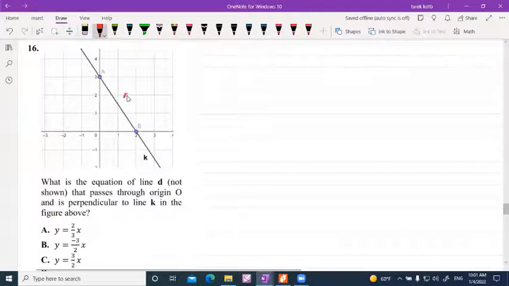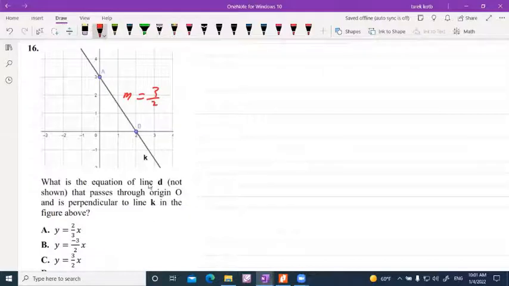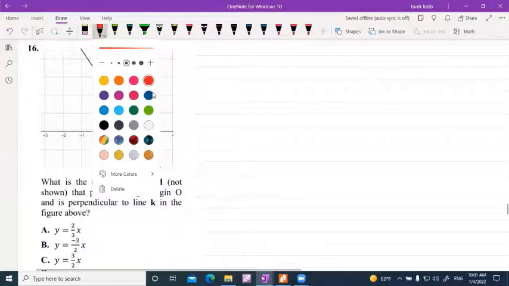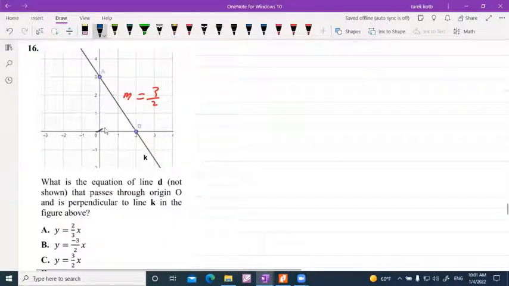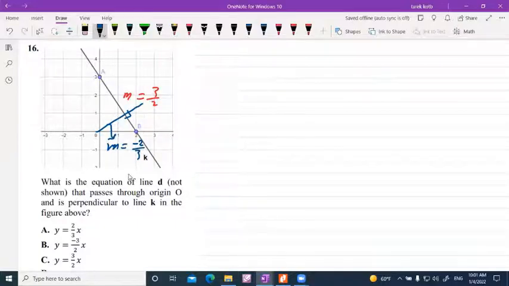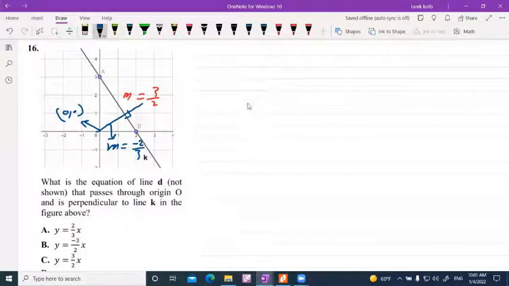Number 16. I have a line here. What is the equation? I can get the slope of this line. The slope of this line is 3 over 2. What's the equation of the line D that passes through the origin and is perpendicular to line K? You have to imagine a line perpendicular to the line K and try to get its equation. Since this is perpendicular, the slope of the new line equals -2 over 3, the negative reciprocal of the first one.